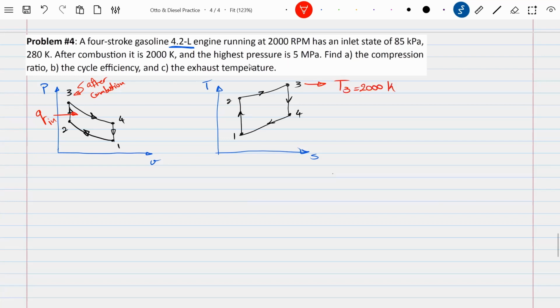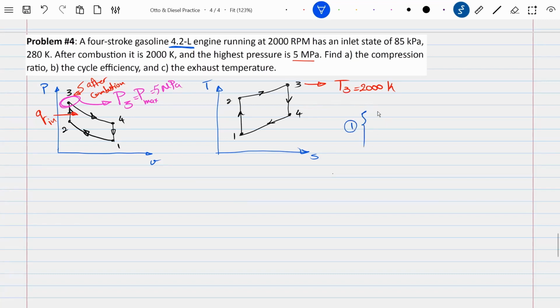The problem also says the highest pressure is 5 megapascals. It doesn't explicitly tell you what state the pressure is. It just says the highest pressure. This is where the PV diagram comes in handy. If you look at this diagram, you can easily see that point 3 has the highest pressure. So I can claim that P3 is actually the maximum pressure, which is 5 megapascals. So now I know what's going on. At least I know where the data given in the problem fits.